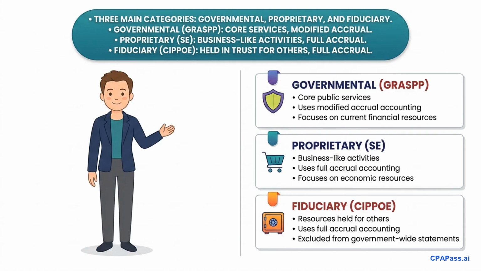To master government accounting, you must memorize how GASB categorizes all funds into 3 primary buckets. First, we have governmental funds, which cover core public services like police and roads. We use the mnemonic GRACE PP to remember them, and they use modified accrual accounting. Second, we have proprietary funds for business-like activities, like a city-owned water utility. Remember them with the mnemonic SE, and they use full accrual accounting. Finally, fiduciary funds hold money in trust for others, such as employee pensions. We use the mnemonic SIPOE for these, and they also use full accrual accounting. Memorizing these 3 categories and their respective accounting bases is your absolute best defense against classification traps on exam day.